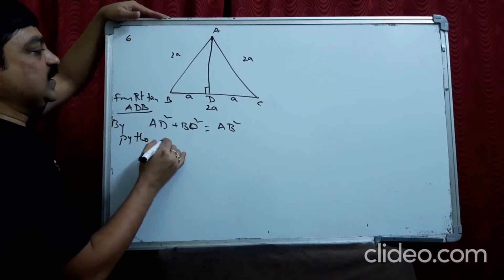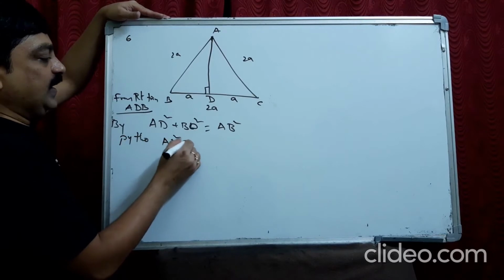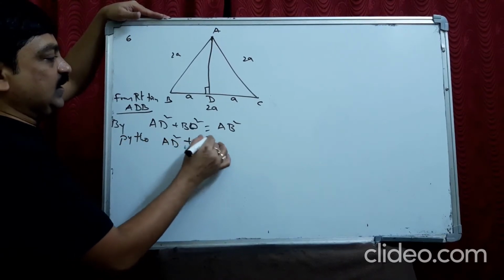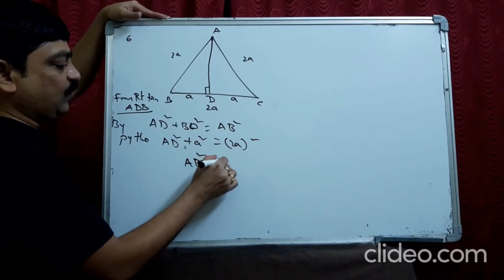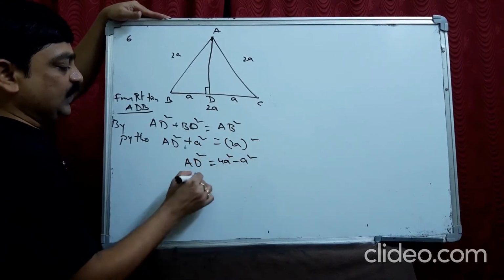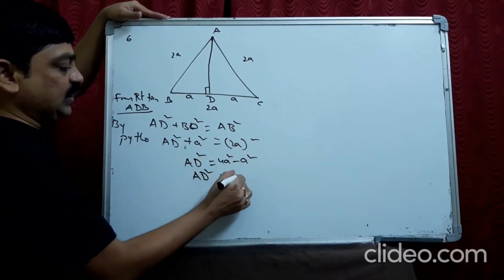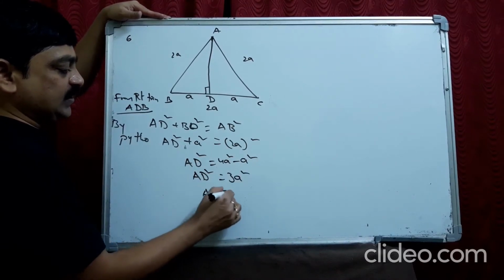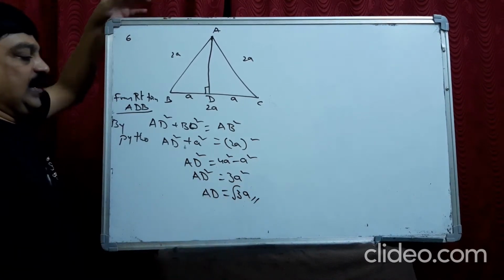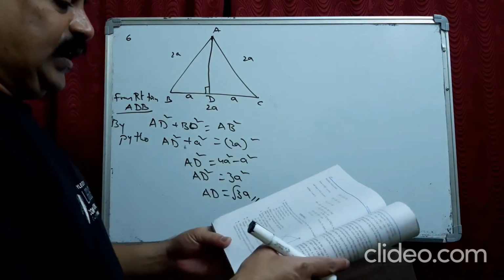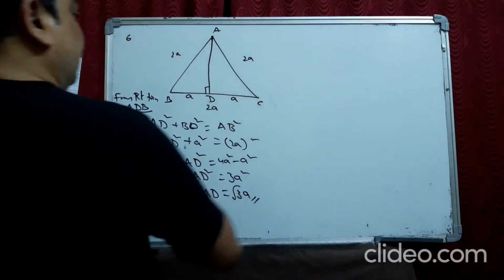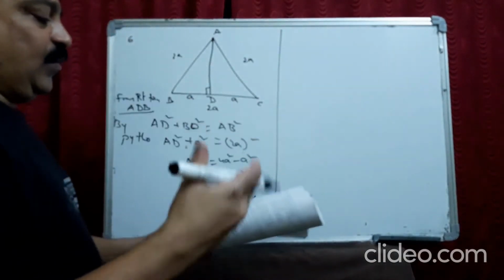Now AD square is, we don't know. BD square is plus A square is equal to 2A whole square. So AD square is 4A square minus A square. So AD square is equal to 3A square. AD is equal to root 3 A. This is the story. So the altitudes will be equal to root 3 A in all the sides. And when you take from all the sides.